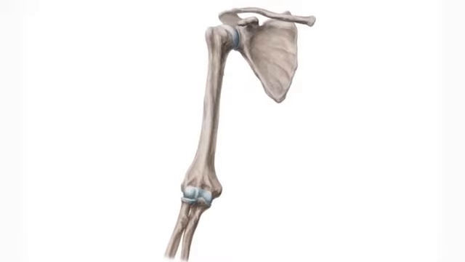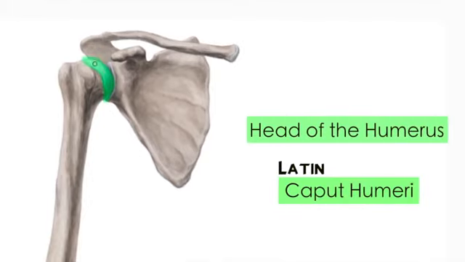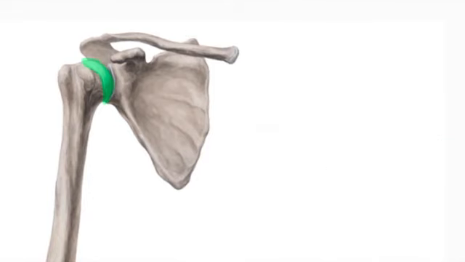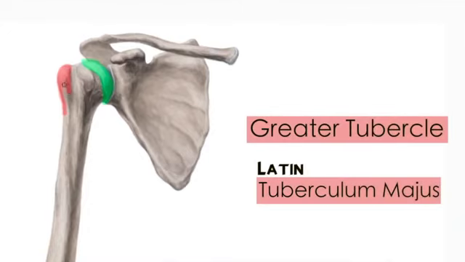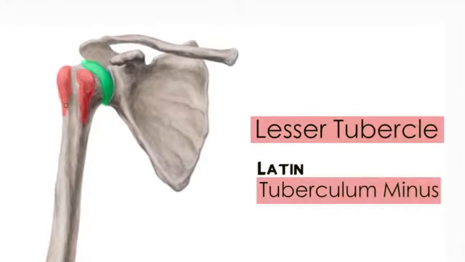So we are looking at the anterior view of the humerus, and the first structure that you can clearly see here is the head of the humerus. I'm highlighting it so you can see that it's articulating here with the glenoid cavity of the scapula. Laterally you can see this prominence known as the greater tubercle, and medially, you'll find another, smaller prominence, known as the lesser tubercle.